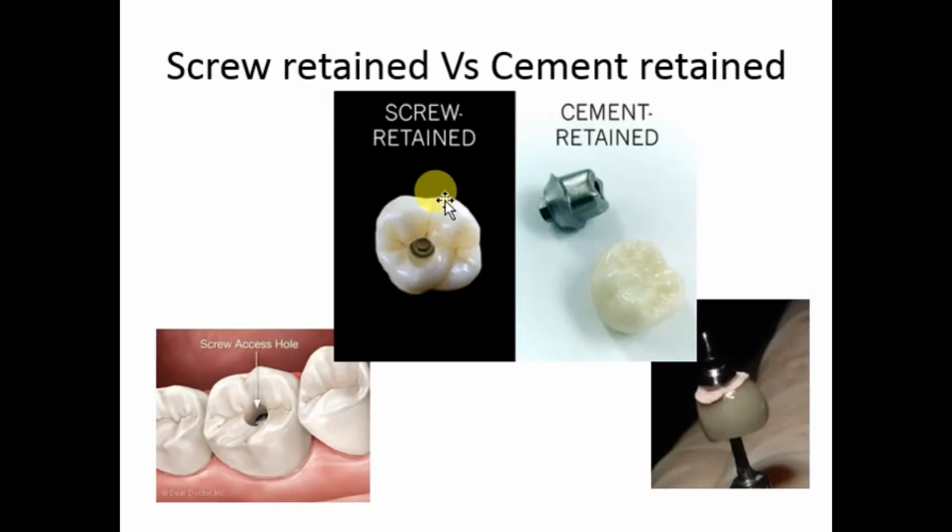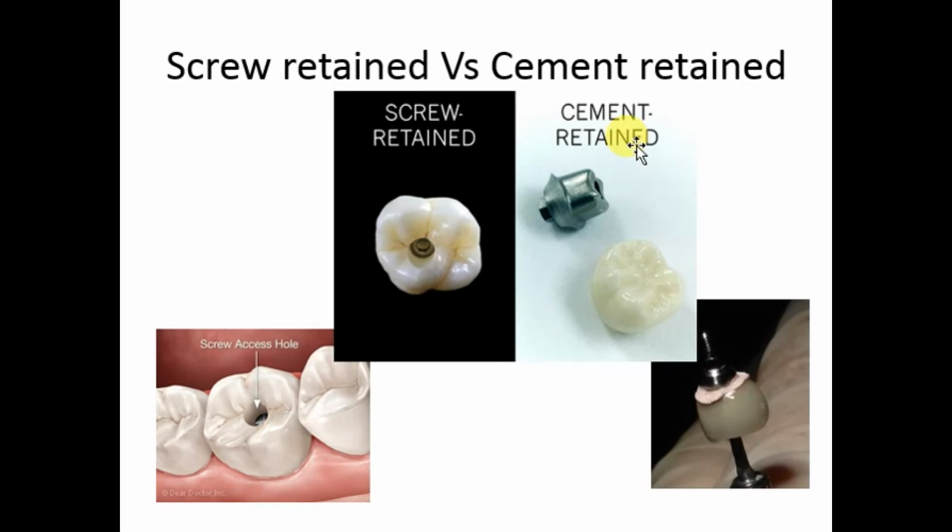Screw retained or cement retained. The advantages of screw retained are that it can be used with limited interocclusal distance and there is an absence of cement under gingival tissues, which is a potential irritant. Also, predictable retention and retrievability. The disadvantages: screw access, compromise of occlusal function, and also aesthetics of the access hole.